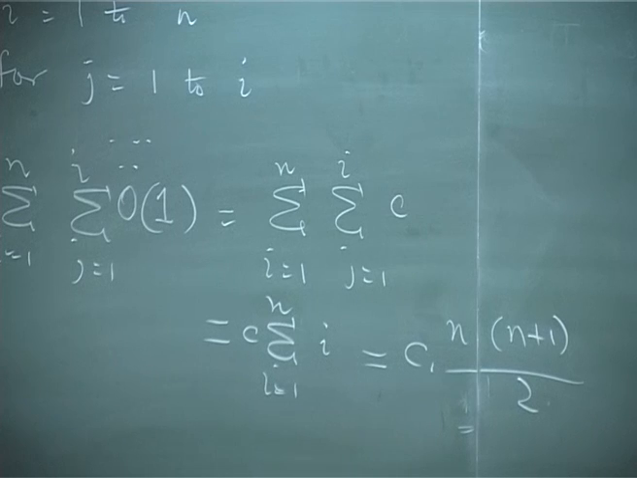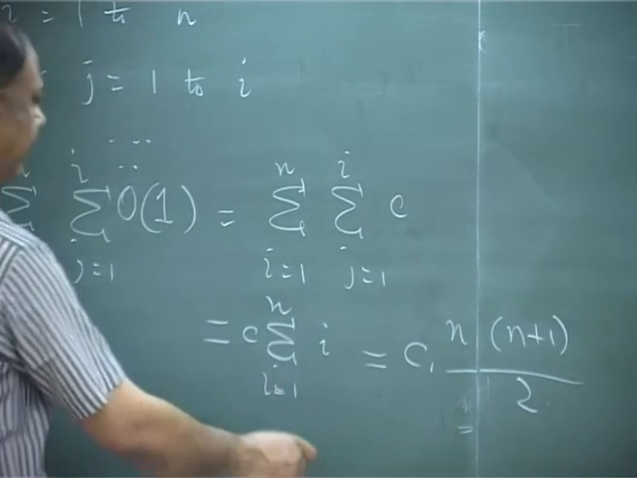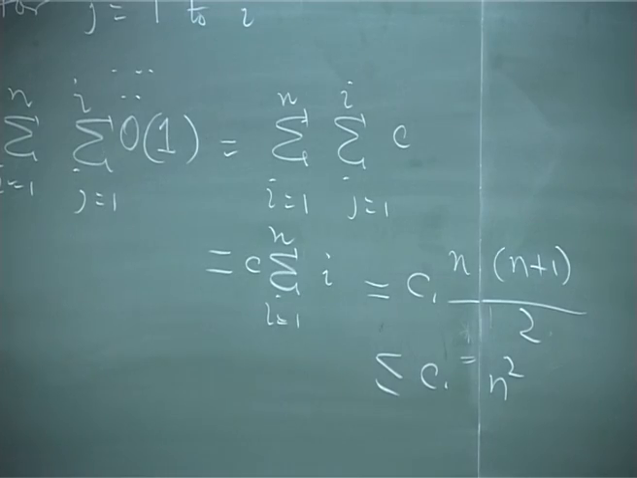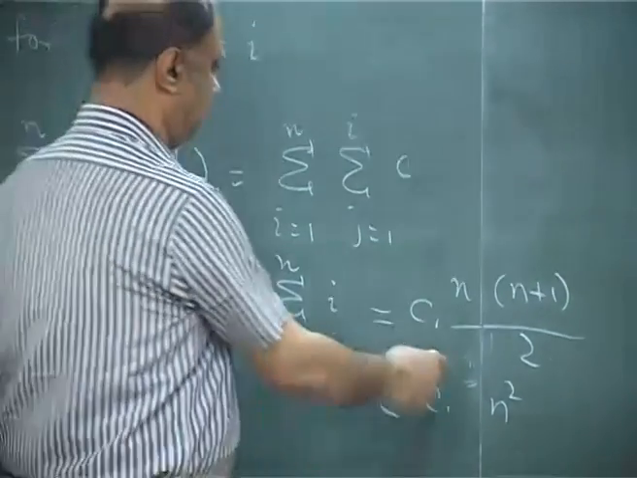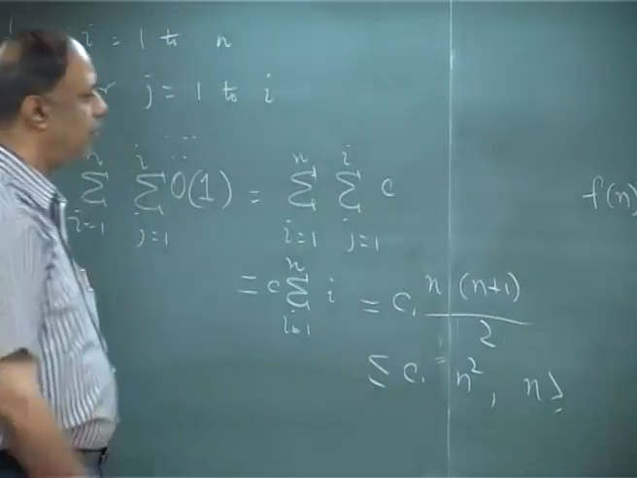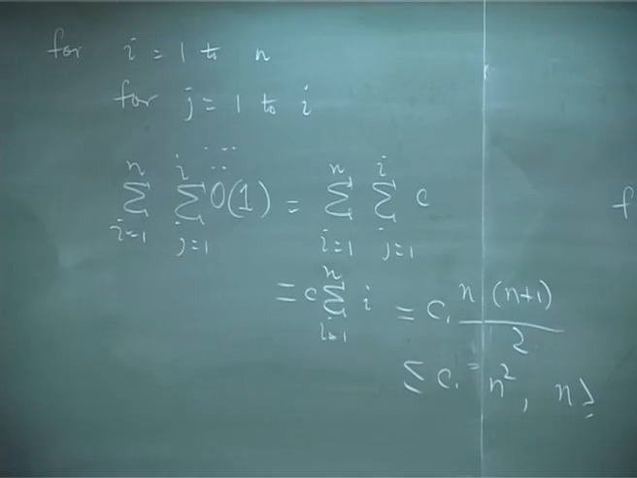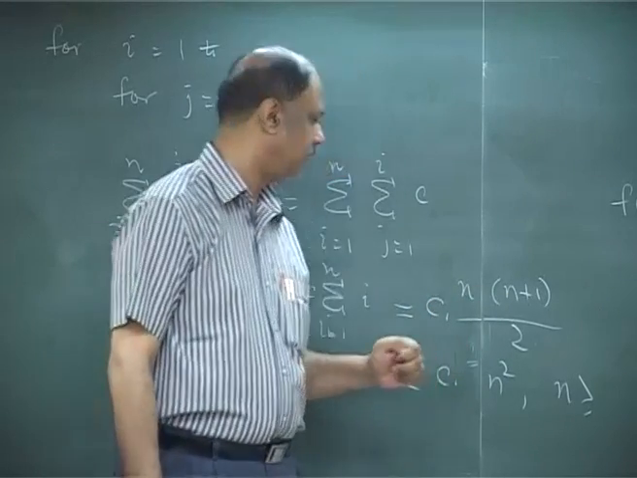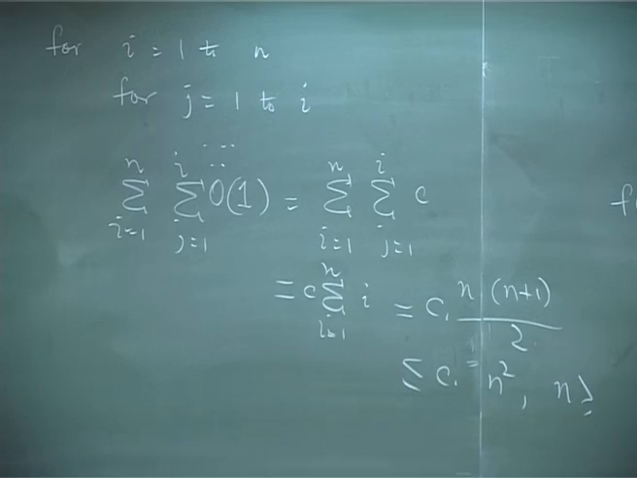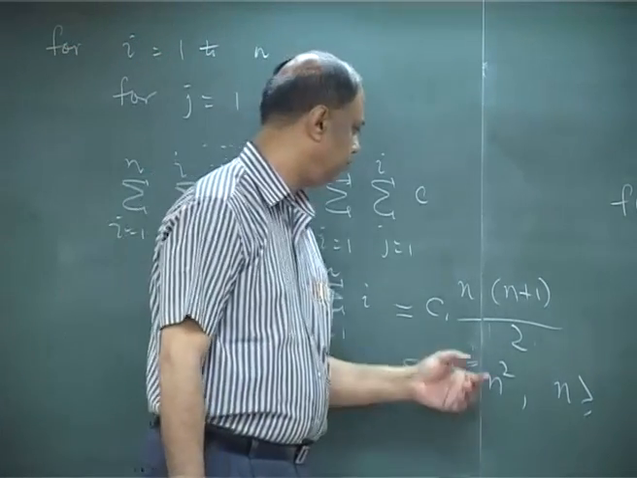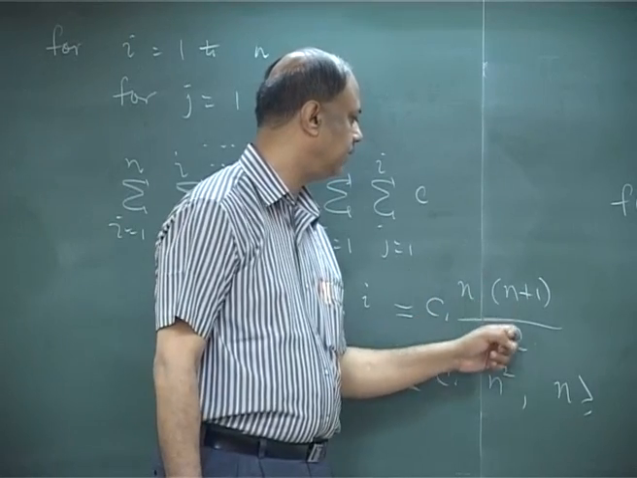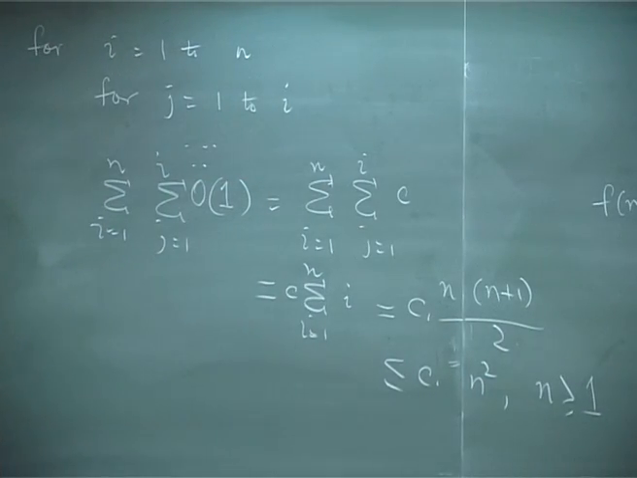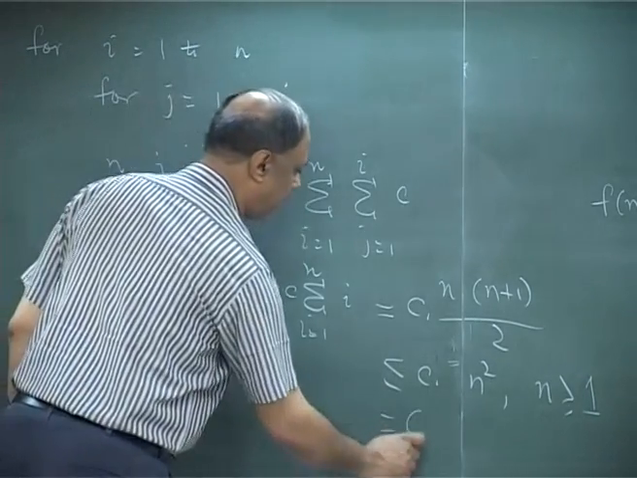Agree? So if it is the case, can I write this is equals to c into n square? C equals c into n square. Now, for what value of n this will be true? So let us assume n equals to 1, the result is 1, and n equals to 2, the result is 3, and so on. So I can write this is true for n greater than equals to 1.